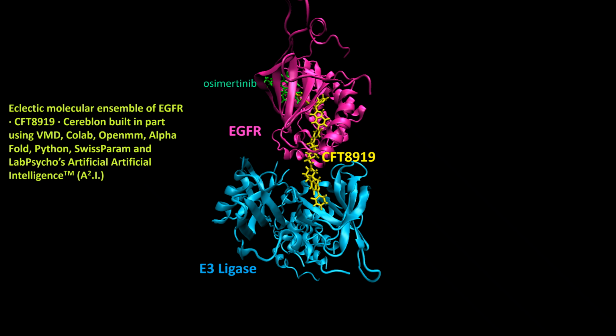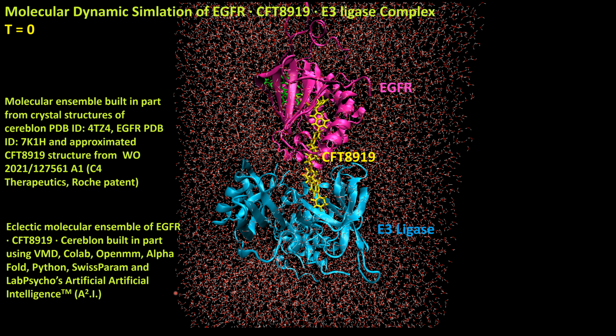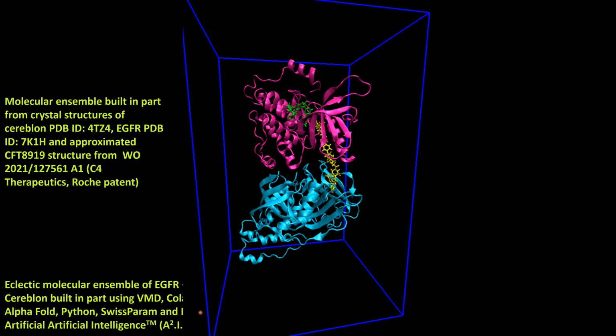Next, topology files and necessary custom force field parameters were generated for the full complex using a suite of tools, including VMD, NAMD, Colab, OpenMM, AlphaFold, Python, SwissParam, and artificial intelligence. Finally, the ensemble was solvated and embedded in a periodic simulation box in preparation for molecular dynamics simulation. And here is an outline of the periodic box.